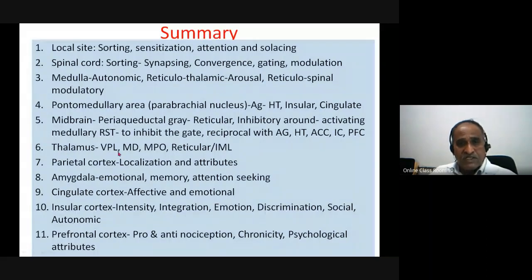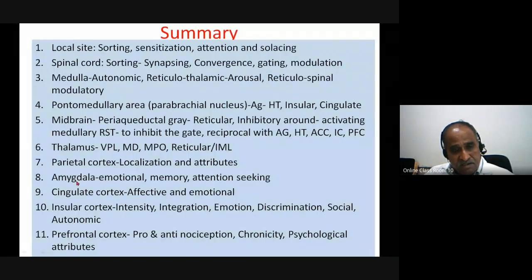The thalamic components have 4 connections. The ventroposterolateral, that is for discriminatory pain; the medial dorsal, the medial posterior, and ventromedial posterior, these are for the affective component or emotional components. The reticular and the internal medullary laminae, these are for the arousal response or awake state. Then we have the pain reaching the parietal cortex. It is for localization and attributes.